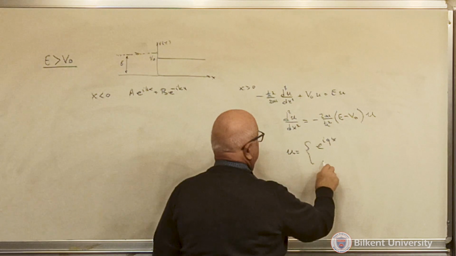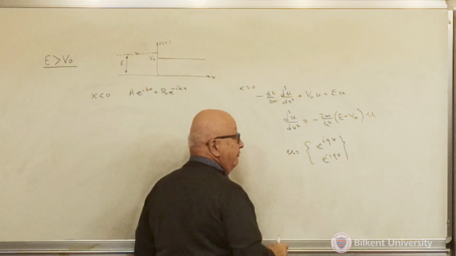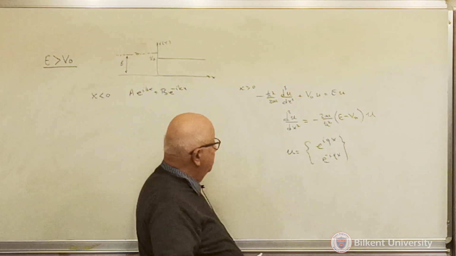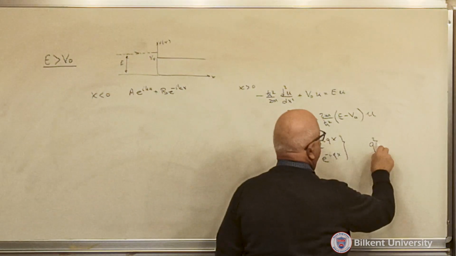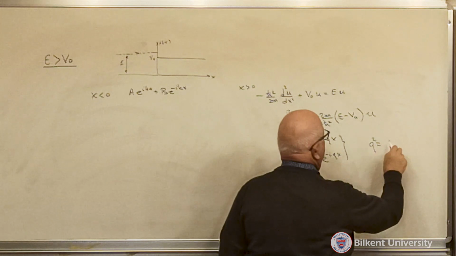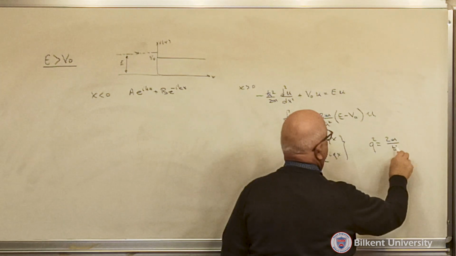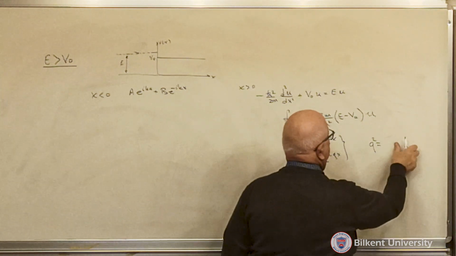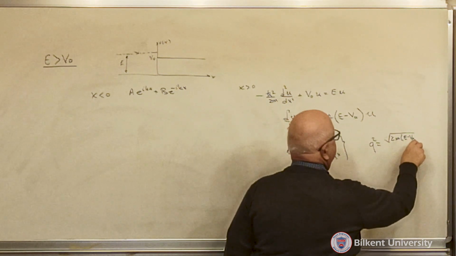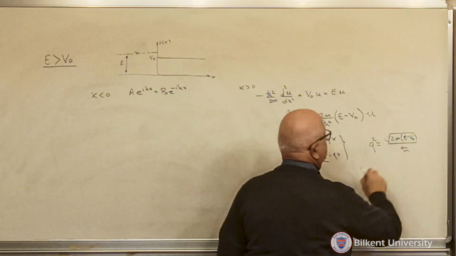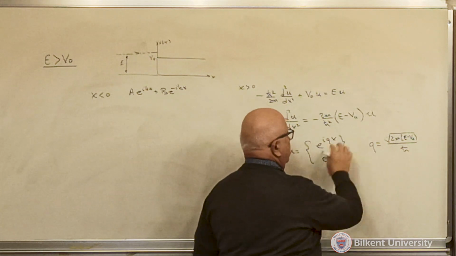But this time the wave number is not k, but it's q. So in fact, q squared is going to be equal to 2m over h bar, square root of 2m E minus V0 over h bar. Isn't this q? Q, yes, thank you. Very good.